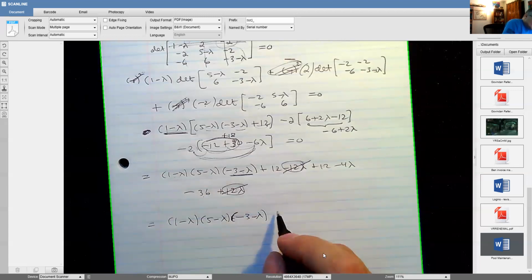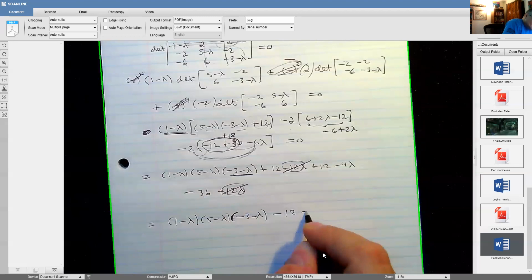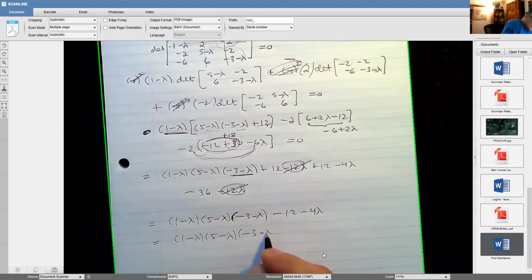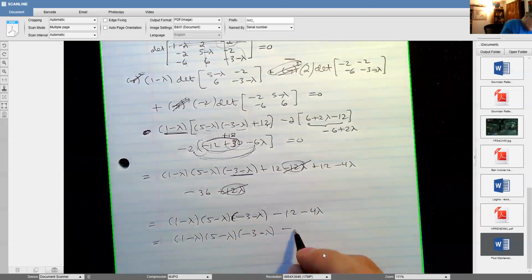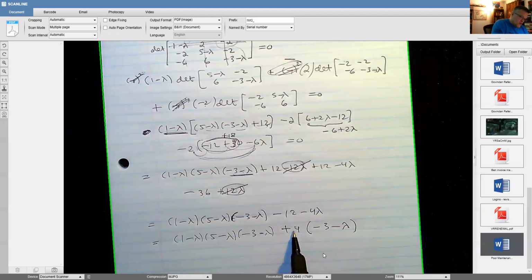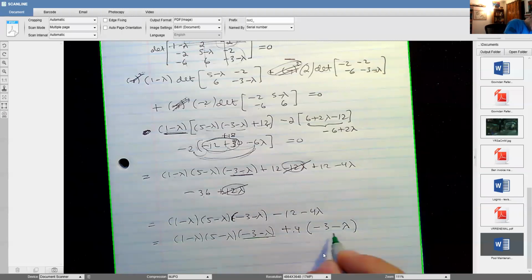Minus 36, 24 minus 36 is negative 12 minus 4 lambda. But notice here that rather than multiplying this out, I'm going to pull a 4 out of there, times a -3 minus lambda, right? So if I pulled a 4 out, that gives me -12 minus 4 lambda. But the reason I did that is so that I can yank that guy out.